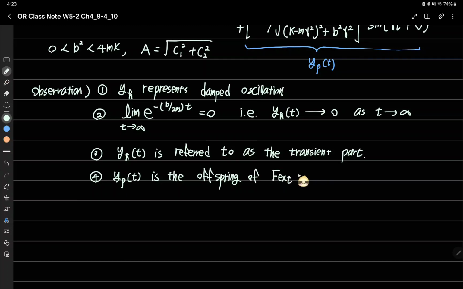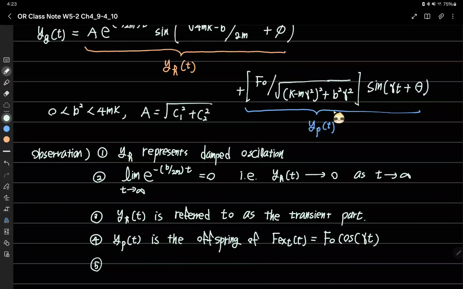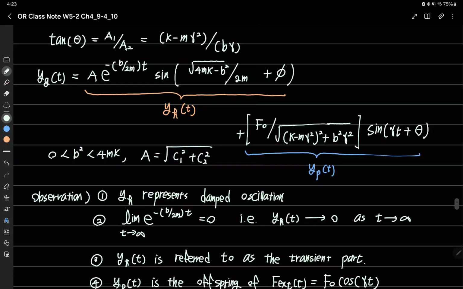The F_ext. So here F_ext is what? This constant force, initial constant force F0, and then cosine gamma t. Then YP is a sinusoid, which means a wave, with the angular frequency gamma. So this is the amplitude of this wave. There is no exponential term or something else like in YH. So this is why we see YP is genuinely the wave function.